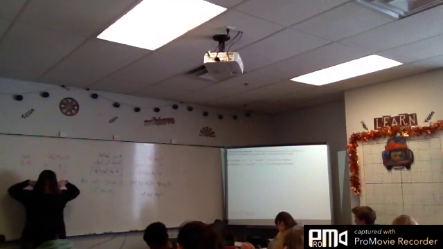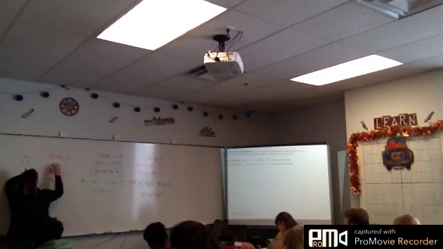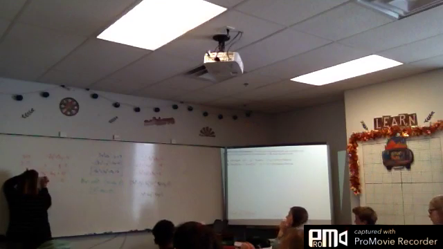Y times -6. -6y. Y times -2y squared. Oh wait, this should be -6y squared, so we gotta line it up. Right?